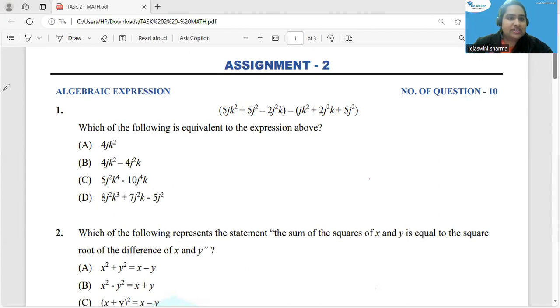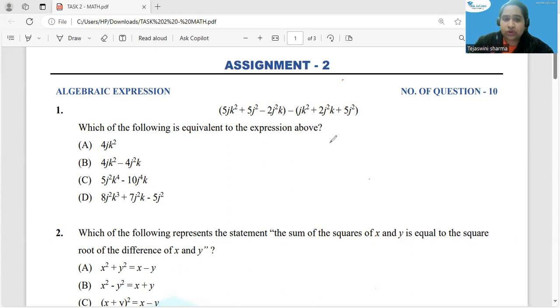Today we are going to discuss the solution for assignment 2, and the topic for assignment 2 was algebraic expression. So you can see that the two expressions given to us are 5jk square plus 5j square minus 2j square k, and in the other expression it is jk square plus 2j square k plus 5j square, and we have to find which of the following is equivalent to the expression above. Means from the options we need to find that.